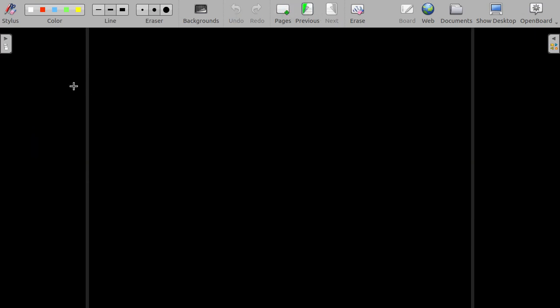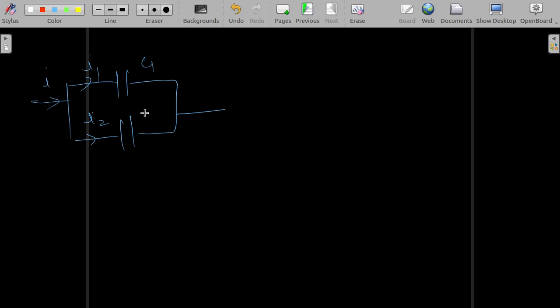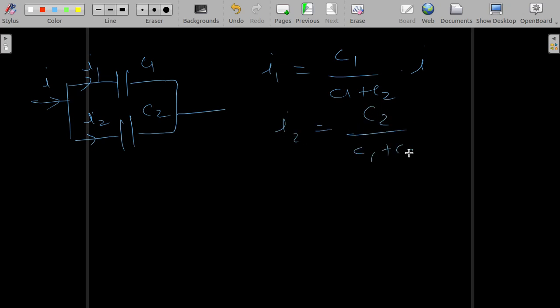Similarly, what will happen for capacitance? I1, I2, I, C1, C2. So I1 is equal to, remember here this acts like resistance acted in series. So C1 by C1 plus C2 into I, I2 equal to C2 by C1 plus C2 into I.